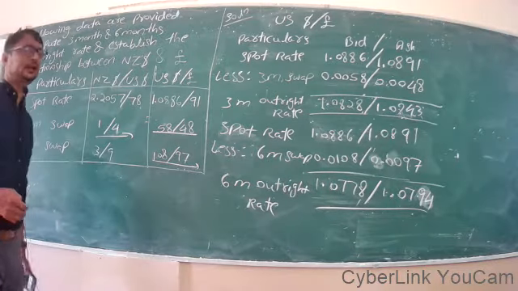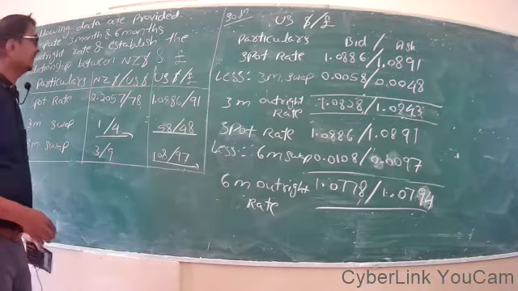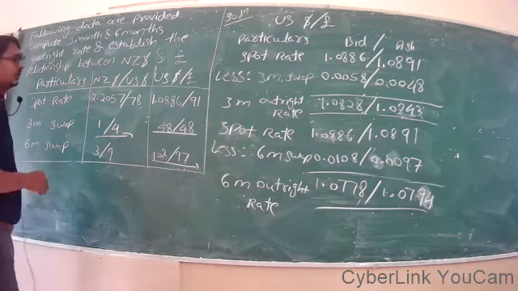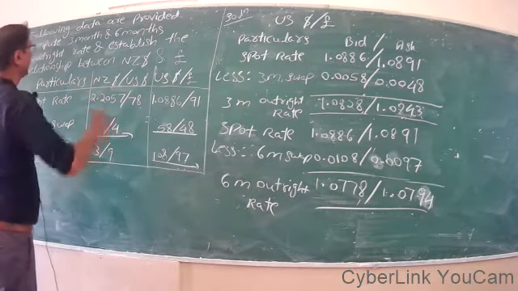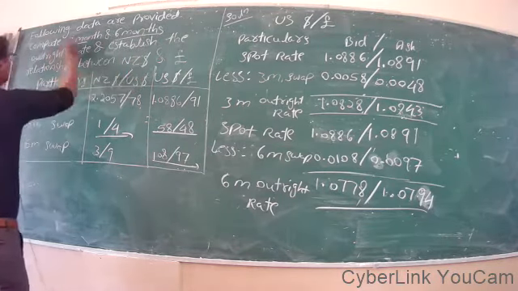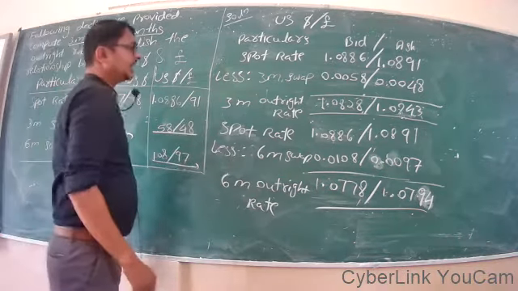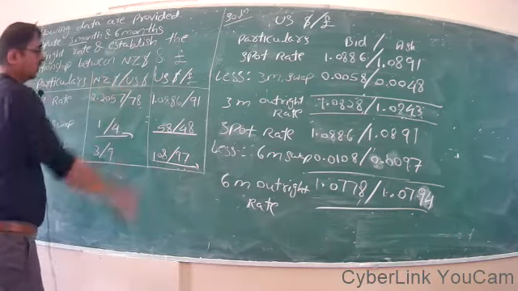1.0794 is the 6 months outright rate. 1.0778 is the bid price and 1.0794 is the ask price. That's what they have asked: compute 3 months and 6 months outright rate. So both the bid and ask we have calculated for both the quotations.